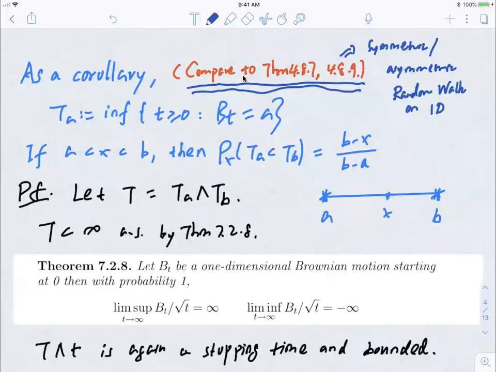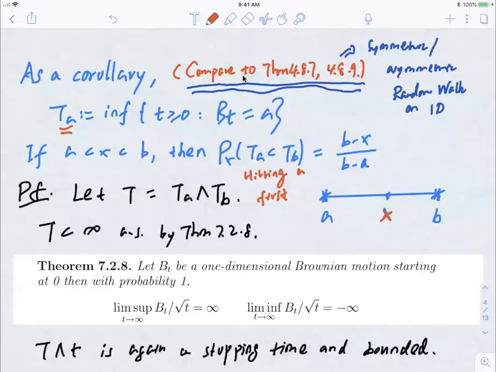So what does this say? The statement is exactly the same for random walks, but I still want to say this. It says, if you're starting from X, TA is the hitting time to A, and TB is the hitting time to B. We want to find the probability that TA is less than TB. TA less than TB means that, starting from X, the Brownian motion hits A first.